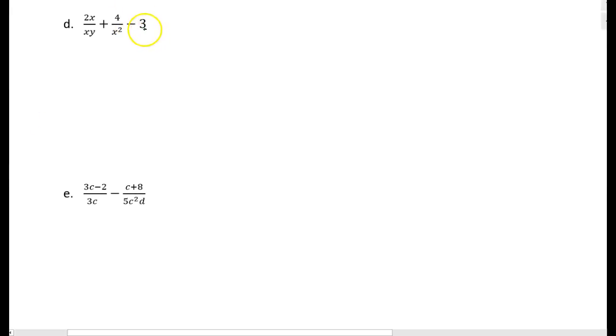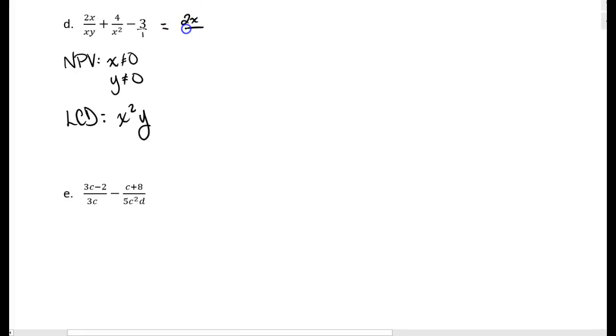Okay, recall when there's a whole number, it's like it's being over 1. These are not factorable, so my non-permissible values are going to be x cannot be 0 and y cannot be 0. My lowest common denominator needs to include 1, which just is itself. It needs to include x squared because that's the most times it shows up. And it needs to include a y. So when I go to create my common denominator and multiply by 1, my first expression already has an x and a y, I just need one more x.